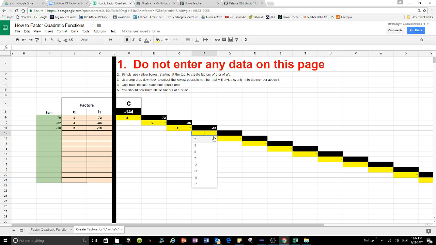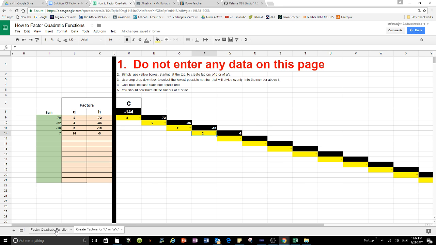Let's divide 2 into minus 18. We finally got it. So here's a factor where the product G times H is minus 144 and the sum is equal to 7. So that's 16 and H. So you see G is 16, H is minus 9.